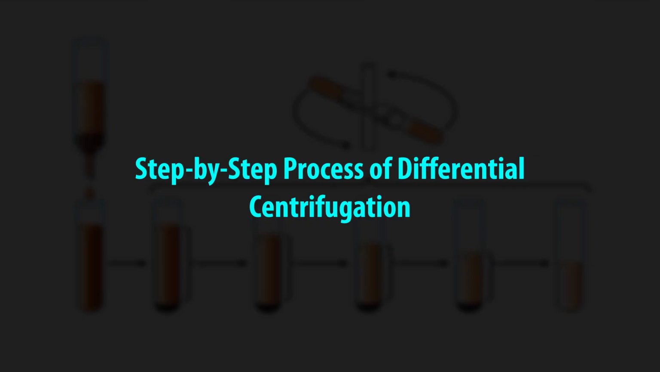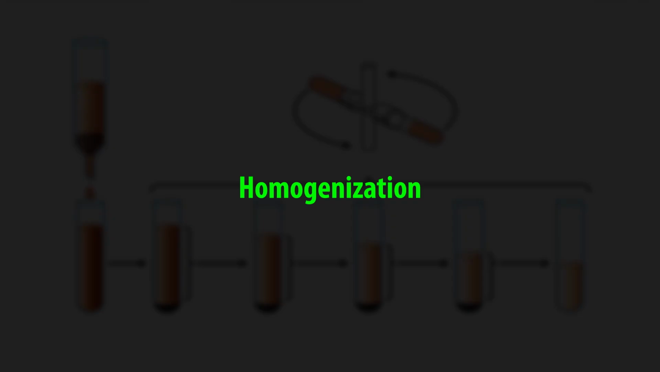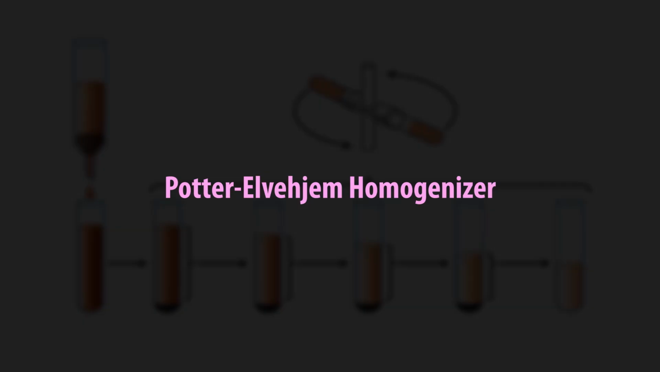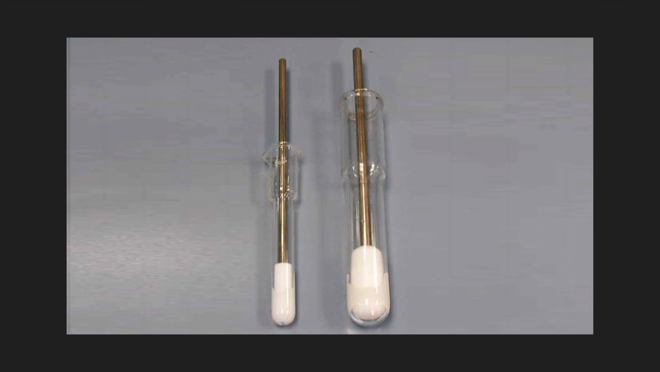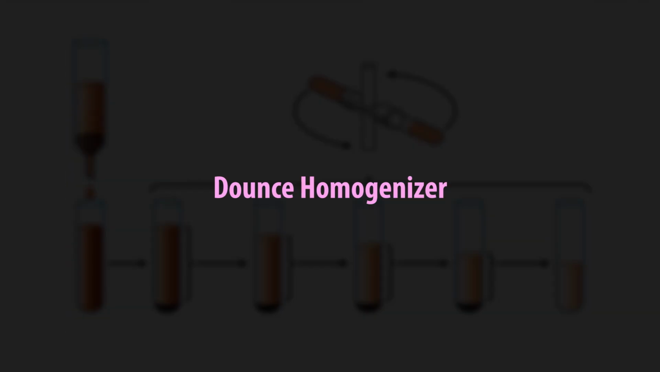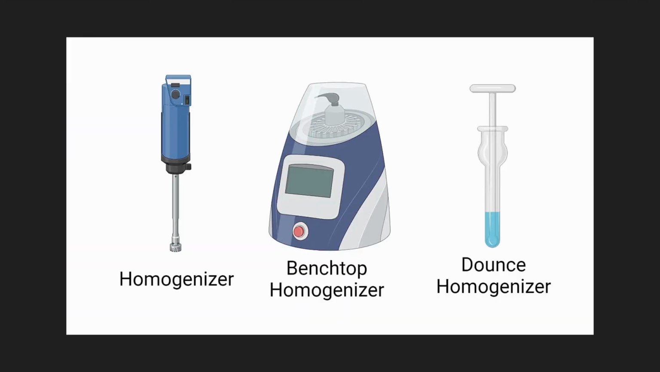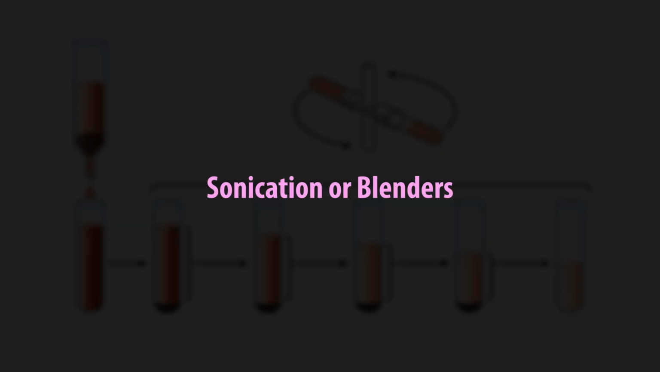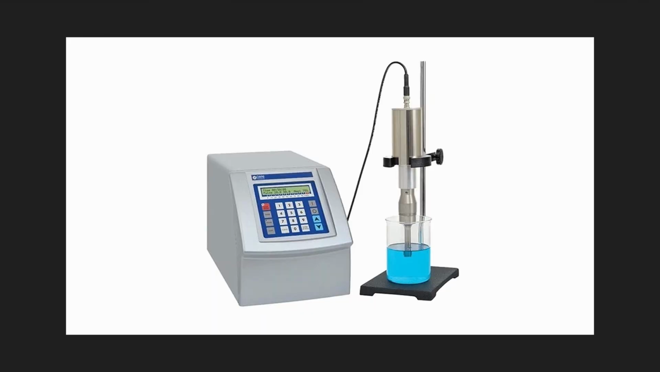Step-by-step process of differential centrifugation. Homogenization. The process begins with homogenization, disrupting cells to release their contents into a suspension called the homogenate. Common methods include the Potter-Elvehjem homogenizer, a glass tube with a Teflon pestle, ideal for soft tissues like liver or brain. The Dounce homogenizer uses a glass pestle for gentle disruption, suitable for cultured cells. Sonication or blenders are used for tougher tissues.